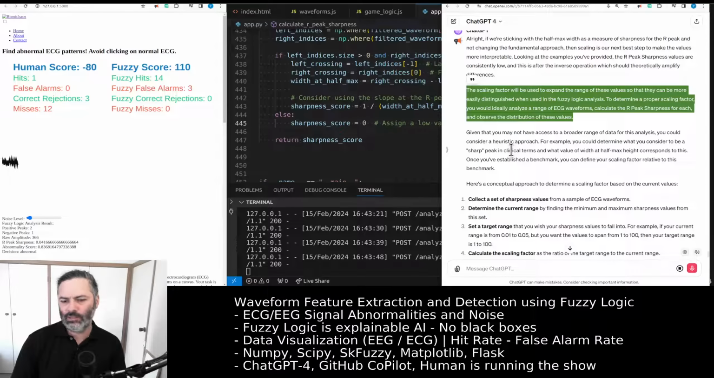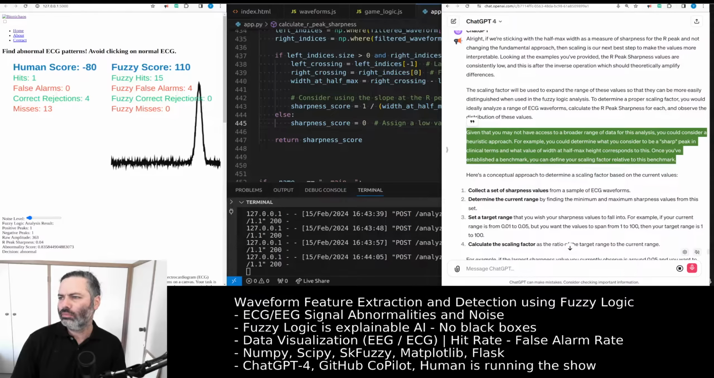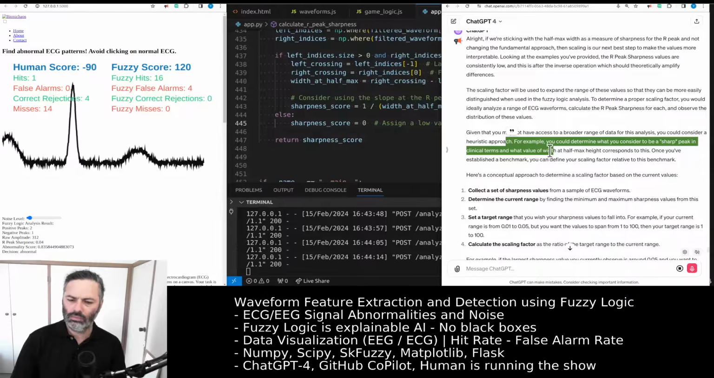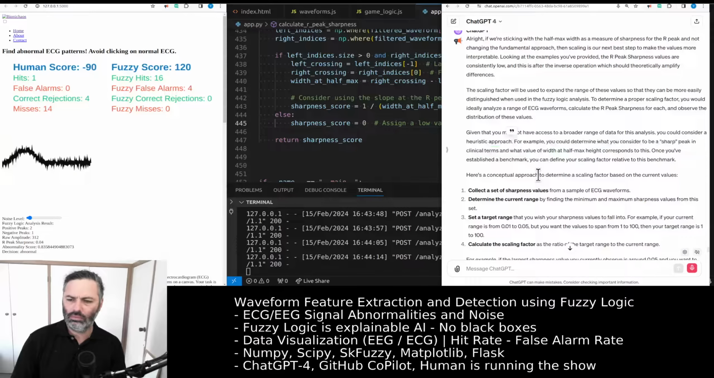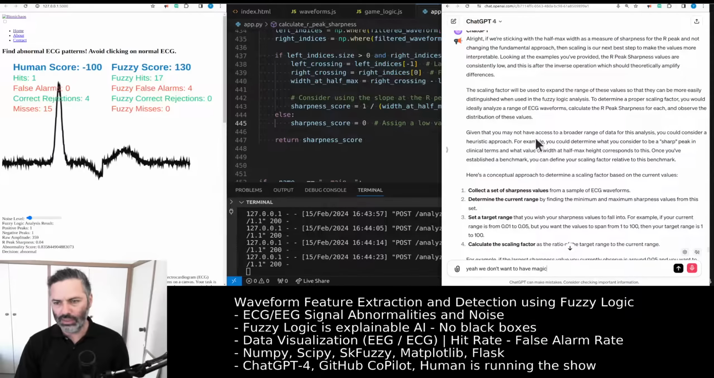To determine a proper scaling factor, you would ideally analyze a range of ECG waveforms, calculate the R-peak sharpness for each, and observe the distribution of these values. Given that you may not have access to a broader range of data for this analysis, you could consider a heuristic approach. For example, you could determine what you consider to be a sharp peak in clinical terms and what value of width at half max height corresponds to this. Once you've established a benchmark, you can define your scaling factor relative to this benchmark. Yeah, we don't want to have a magic number for the scaling.